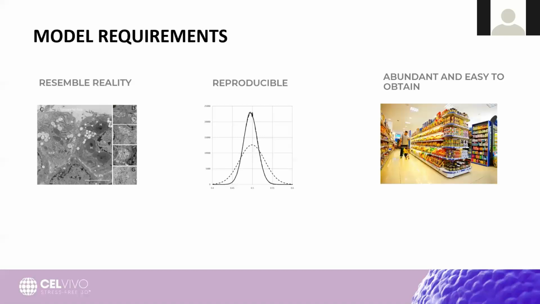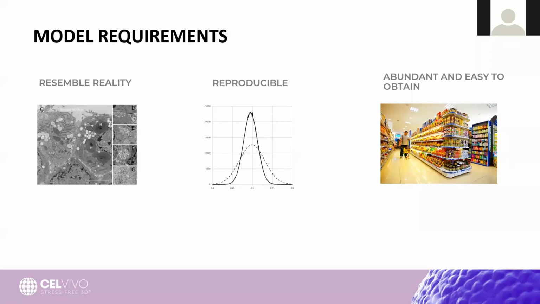You also want the model to be reproducible. The less reproducibility you have between your models, the more you can trust the data you get out. And of course, you want your model to be very abundant. Like when you're going to the store, you want all the groceries to be there, and you want to be able to get as many as you can.